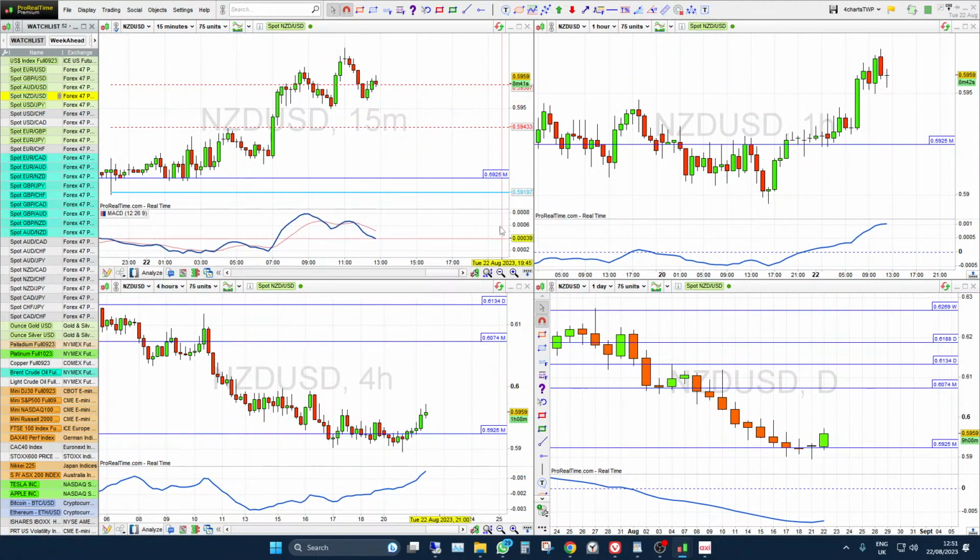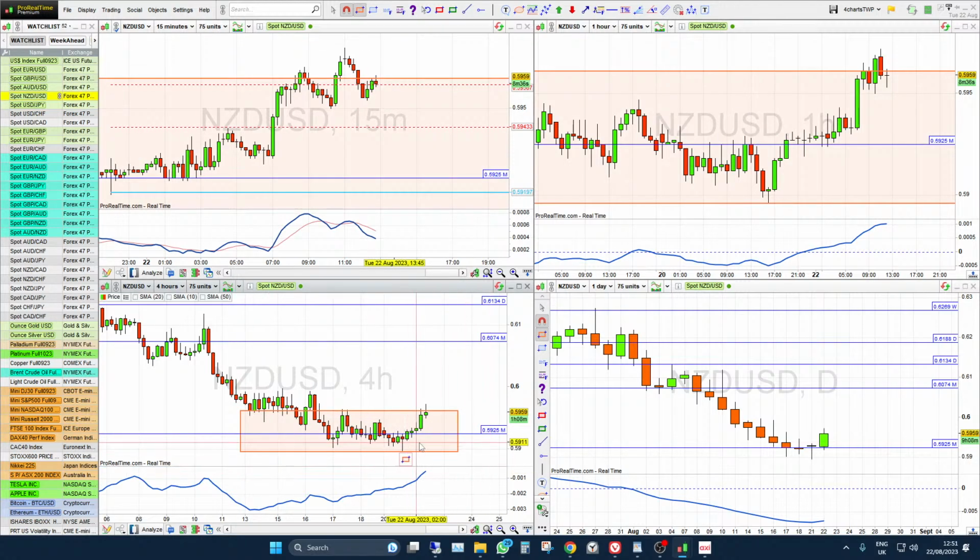We've got a consolidation in this area. And therefore, a break to the upside could see it move a little bit higher. But at the same time, until it breaks that consolidation, it could move lower. So hopefully that makes sense to you.